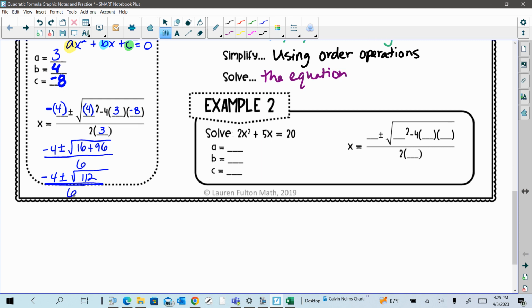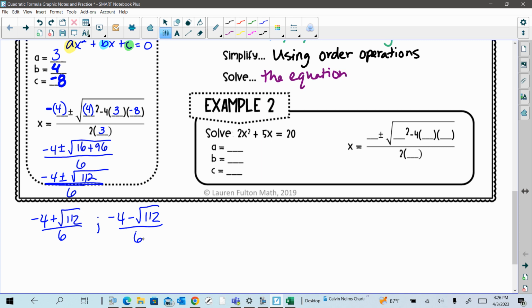Okay, so the plus or minus sign right here means we're going to have to do this once with addition. So here's negative 4 plus the square root of 112 over 6. And then we have to do one with subtraction. Negative 4 minus the square root of 112 all over 6.